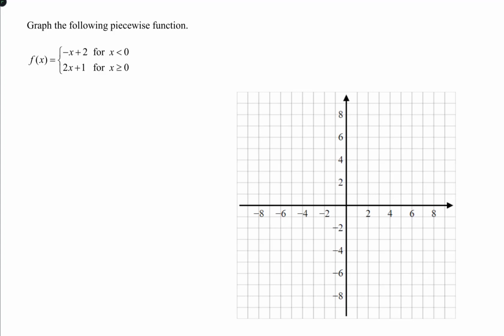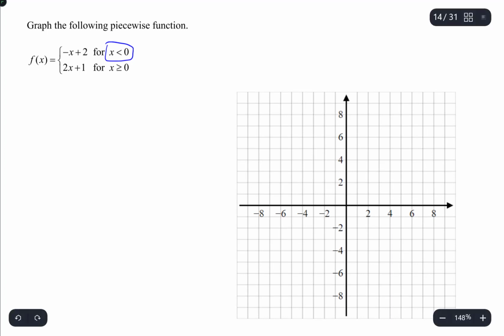Now, graphing a piecewise function is identical in process to graphing in general. The only difference is you have a restricted domain. So this restricted domain for the first function, negative x plus 2, is where x is less than 0. All right, so I'm going to sketch that restriction in. So this is the part of the x-axis where x is less than 0.